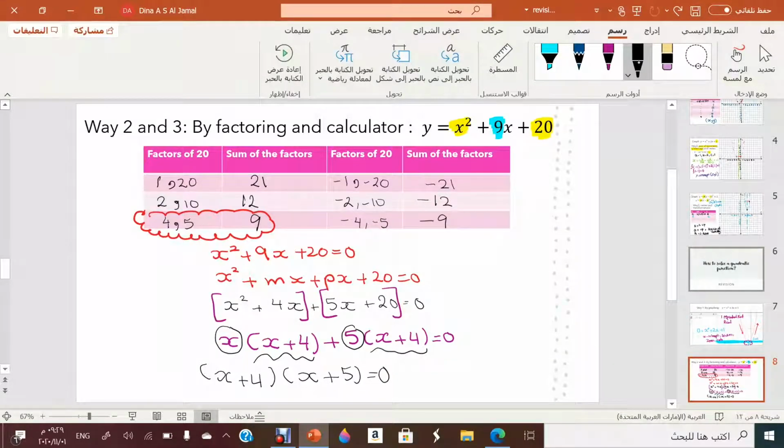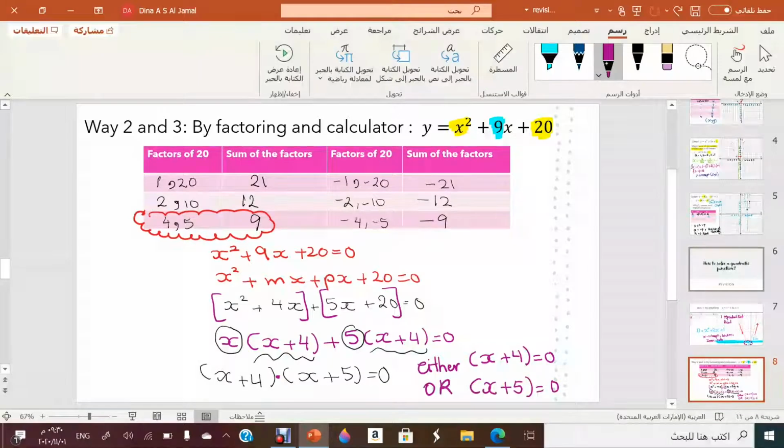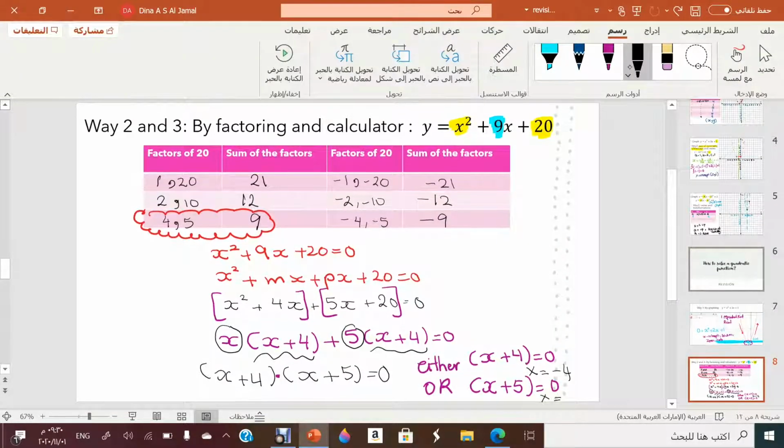Now remember always to solve the zero product property. Either or. So either the first one will be having it equal to 0, or the second one will be having it equal to 0. And if you solve this equation, minus 4 minus 4, you will be having x is equal minus 4, and you will be having x is equal minus 5. So, in general, these are your solutions using the factorization.